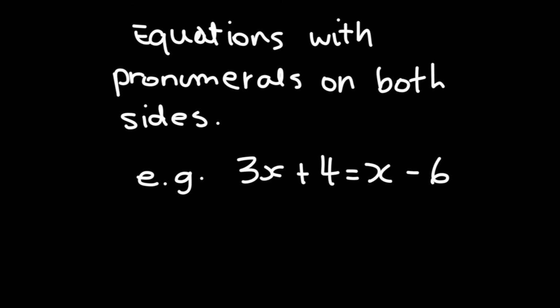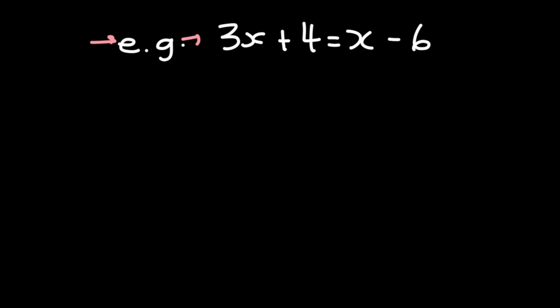Okay, when we've got equations with pronumerals on both sides, we mean equations with letters on both sides. So the example here is 3x plus 4 equals x take away 6. Now, when we're doing this one, the first thing that we've got to do is get rid of the letters so that we've only got letters on one side.